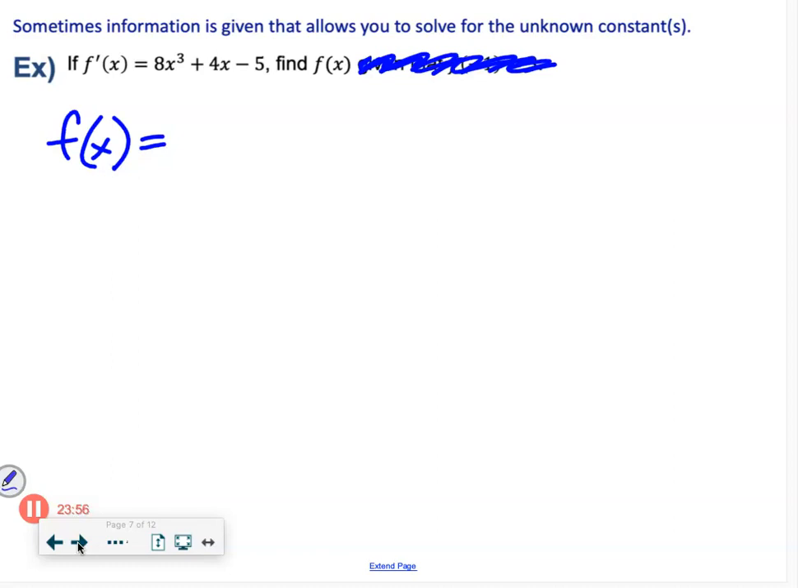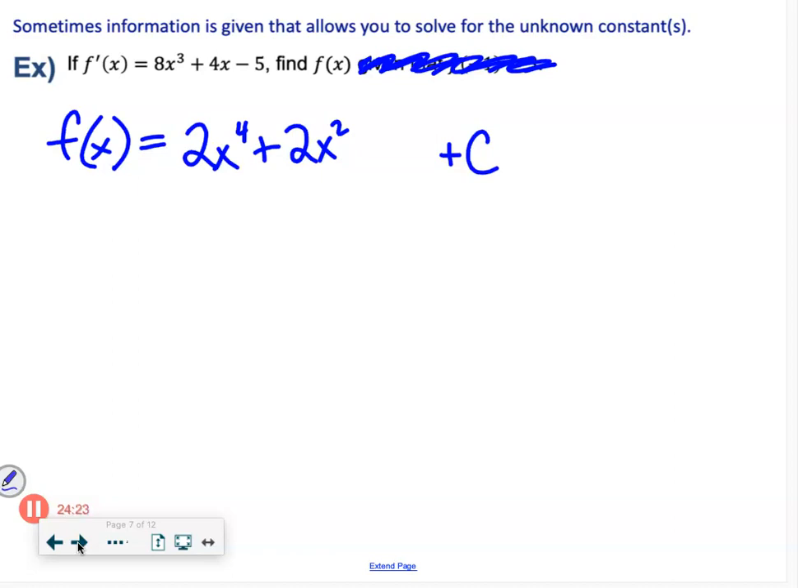What'd you guys get for your f of x? 2x to the 4th plus 2x squared plus c. The derivative of -5 is 0. We're not doing the derivative of -5. We're doing the antiderivative. The derivative of what function equals -5?